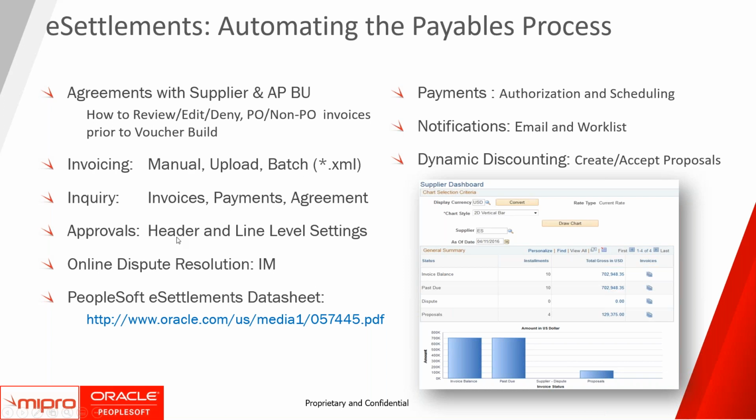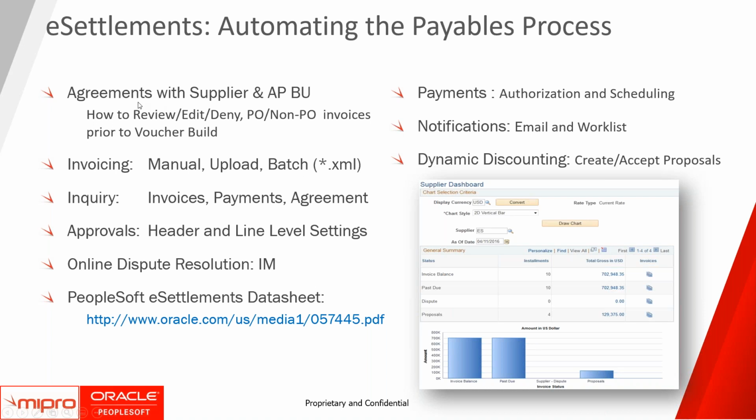With eSettlements, as I mentioned, there is both header and line level approvals available. So as these invoices, as these transactions are being processed, the responsible parties within your organization have the opportunity to approve or deny as appropriate. We talked about dispute resolution and automating that communication process. So that becomes part of the eSettlements function to help streamline the communication of those types of issues.